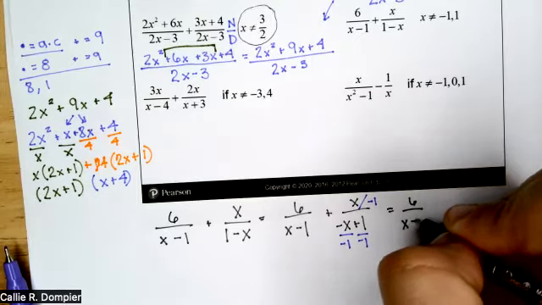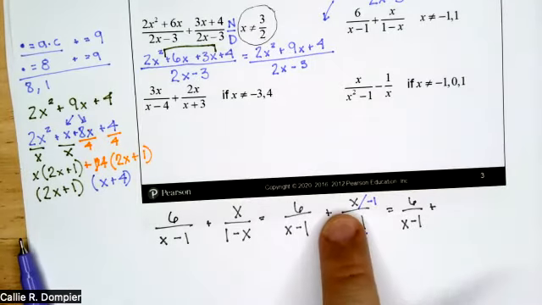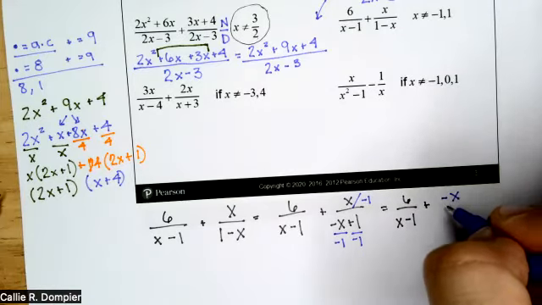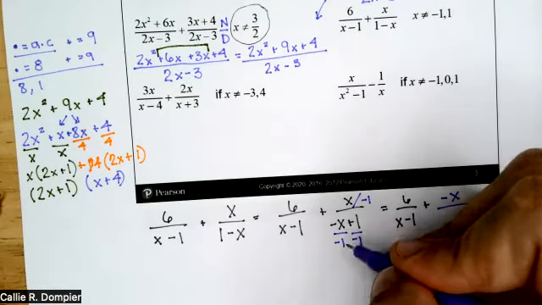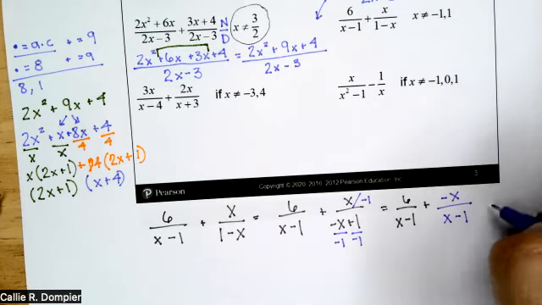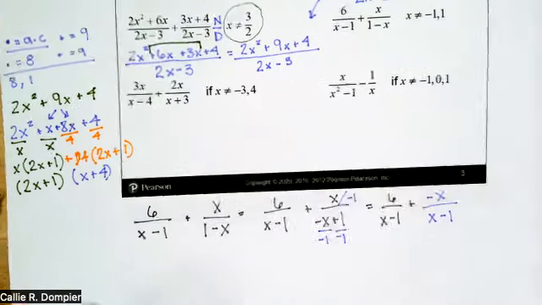Six over x minus 1 stays the same, plus. So now x divided by negative 1 is now a negative x. And then negative x divided by negative 1 is a positive x. 1 divided by negative 1 is a negative 1. So now I have a common denominator.